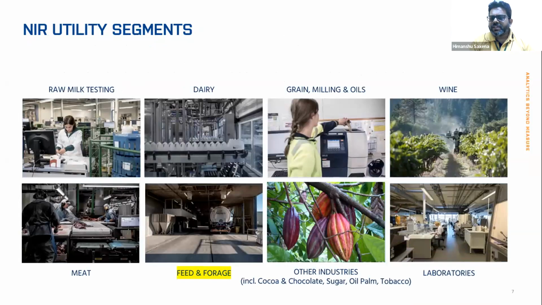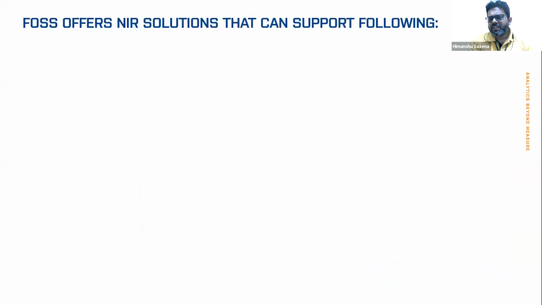So theoretically, NIR can do a lot of things, but there are certain applications, certain industries where the NIR performance has been proven, where the acceptance of NIR has been there over the years. Some of the areas are dairy, grain milling and oil, animal feed, wheat, and industries like cocoa, chocolate, tobacco. These are some of the key industries where there is a commercial adaptation of NIR, where there are instruments readily available, calibrated for these applications. So again, that is one of the areas where FOSS works.